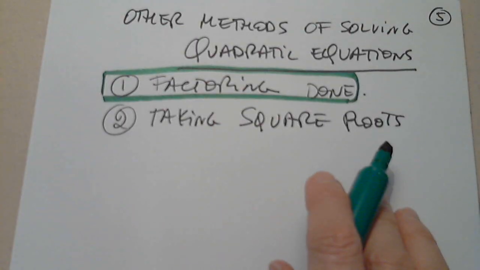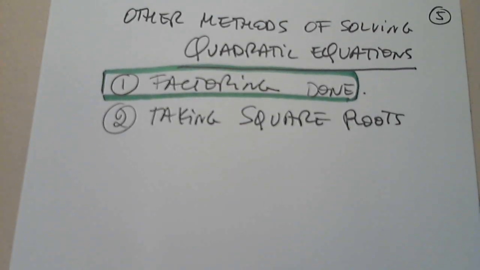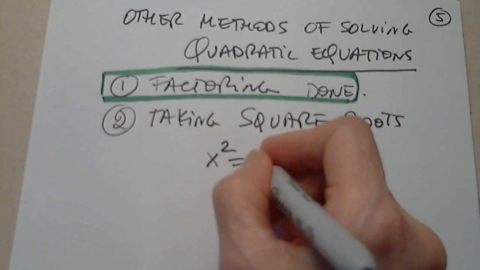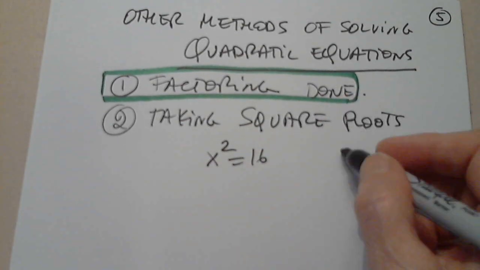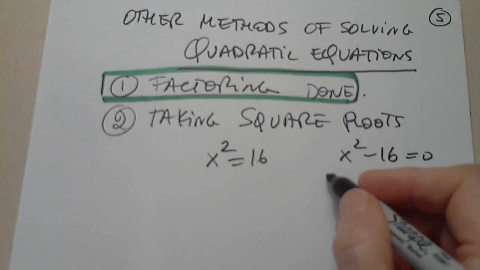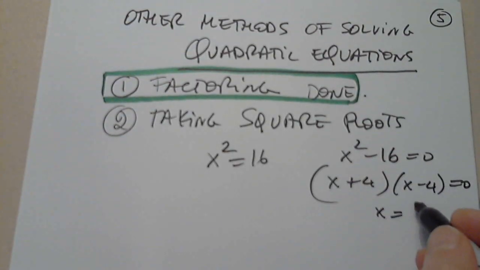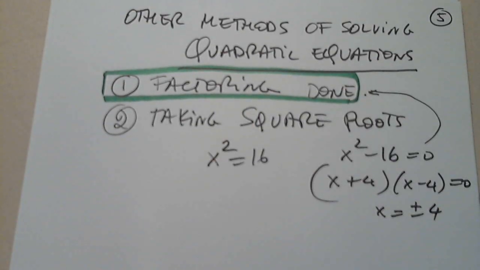Is this always possible? With effort, yes. I would use this method only if the setup is appropriate. What do I mean by the setup being appropriate? For example, if I have x squared equals 16, with factoring, we would have moved 16 to the other side. We would have factored into x plus 4 and x minus 4, set equal to 0, and then the solutions would have been plus or minus 4. But this is under the first method.